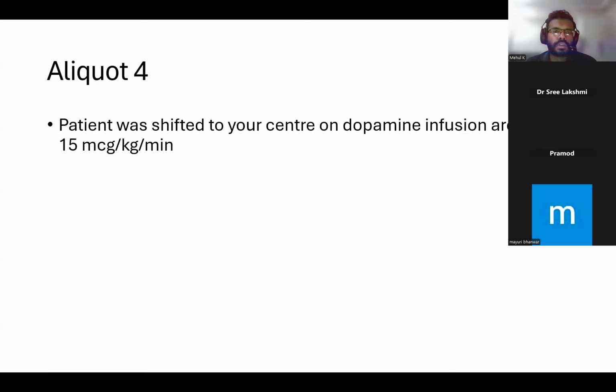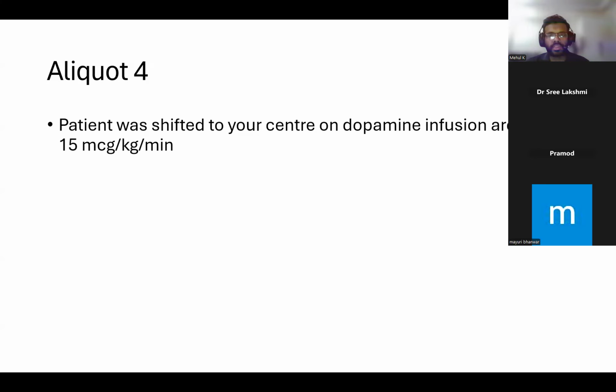So the question is, do you want to change the inotrope? And somebody has already written that you'd like to change it to noradrenaline. So why is that? Why do you want to change it from dopamine to something else? Yes, so start noradrenaline while tapering off dopamine. That is a pretty reasonable approach here.